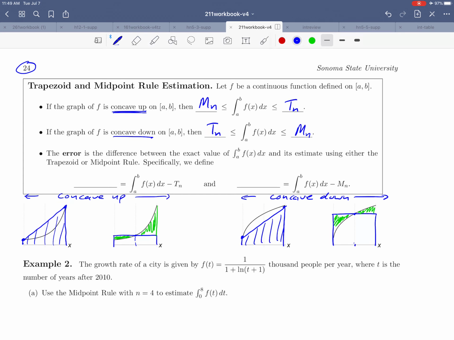Finally, I just want to say a brief word about error. We are approximating integrals when we use the trapezoid and the midpoint rule, and so there's generally going to be a difference between the integral and the estimation. We have a name that we give it. We're going to call it E sub T,n. What that stands for is the error in the trapezoid rule with n subdivisions. Similarly, if you want to measure the error between the integral and the midpoint rule, we'll call that E sub M,n, the error in using the midpoint rule with n rectangles.